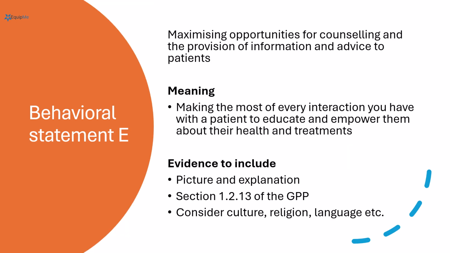Behavior statement E says maximizing opportunities for counseling and provision of information and advice to patients. So what this means is you used the best of every opportunity to counsel a patient. For instance, a patient who is new on insulin, I would counsel them in a private counseling area so that I'm able to have time with them and explain what insulin is, how to use it, where to inject, so I can maximize on counseling in an appropriate counseling area.